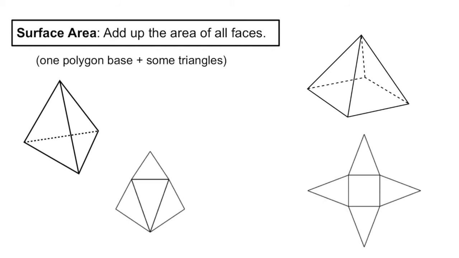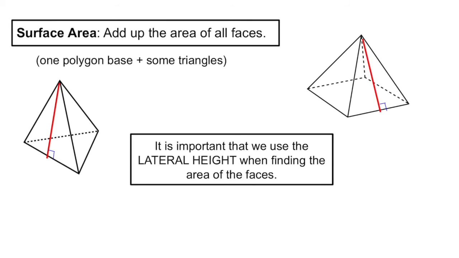For a pyramid, we'll always have one polygon base and then a bunch of different triangles. Sometimes the triangles will be the same if our base is a regular polygon, which means the polygon at the base has all equal sides and angles. But if our polygon base is irregular, meaning some of the sides are different lengths, then our triangles on the sides might have different measurements.